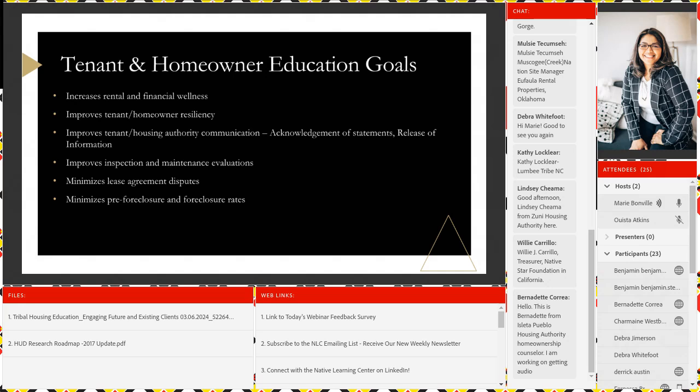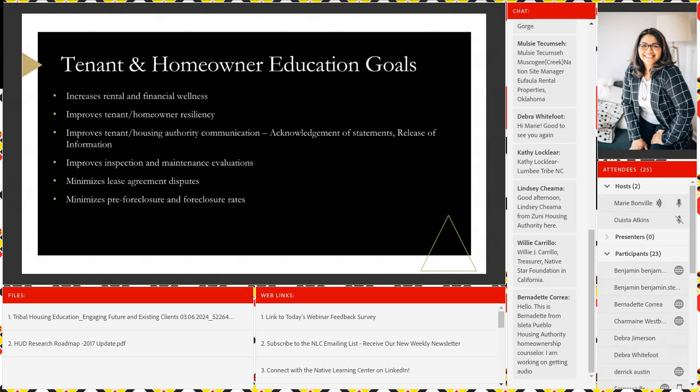One, if you do have these programs, it increases rental and financial wellness. It improves the tenant and the homeownership resilience, and by that I mean your rates as far as move in, move out rates. Of course, pre-foreclosure or not getting to that point is important. It improves tenant and housing authority communication. Many of you discuss the fact that you don't have the sort of communication you need for folks to get certain documentation signed, acknowledgement of statements, release of information, things like that. Recertification process can be difficult.